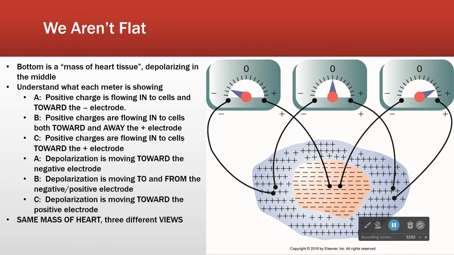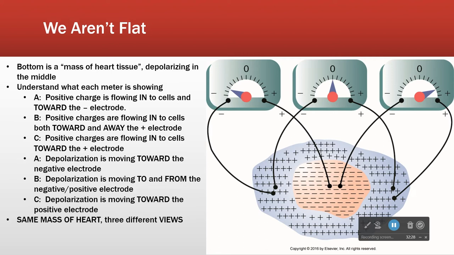News flash, we aren't flat, all right? Electricity is a one-dimensional measurement. So in order to understand the EKG, when we do an EKG, we put leads all over the patient. Why? Well, we're trying to see that electrical activity in the heart from lots of different perspectives so that we can build up a three-dimensional picture from our one-dimensional measurements.